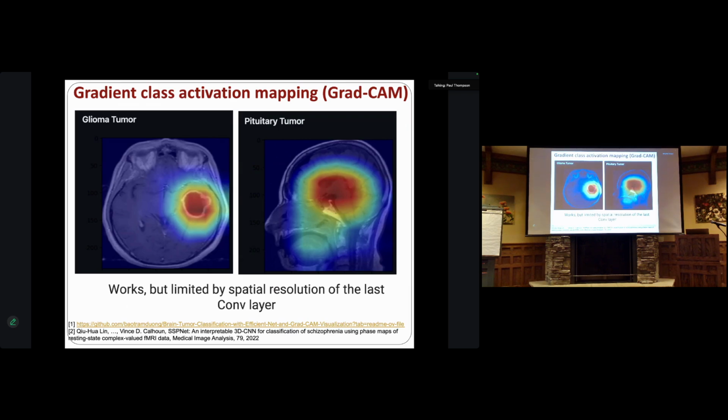It's kind of cool. If you apply these to MRI, they're good sometimes, but not always. So if you train an MRI classifier to find gliomas and tumors, I mean, it found that glioma, that was pretty good. But I don't think you'd be very pleased if you had a pituitary tumor and it said, well, hey, there's something in the brain. I mean, the reason is it works, but it's limited by the spatial resolution of the last convolutional layer.